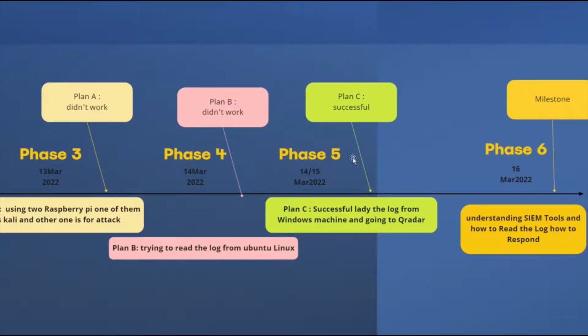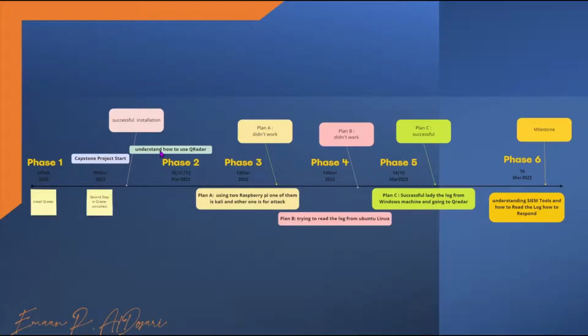So phase 5 was on 14 and 15 of March, and it was a successful plan where I can read the log from the Windows machine. Then phase 6 was on 16 of March, the milestone of this project: understanding the SIEM tool, how to read the log, and how to respond. So that is the timeline of my capstone project and how I went through it.